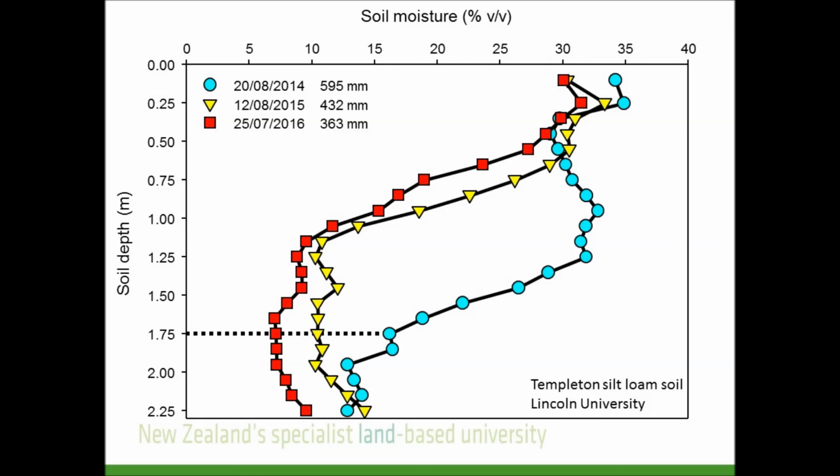So if we were irrigating, we could certainly irrigate and push the red squares and the yellow triangles back up to where the blue dots are. But we don't have irrigation in a dryland system, so we're reliant on what comes from rain.